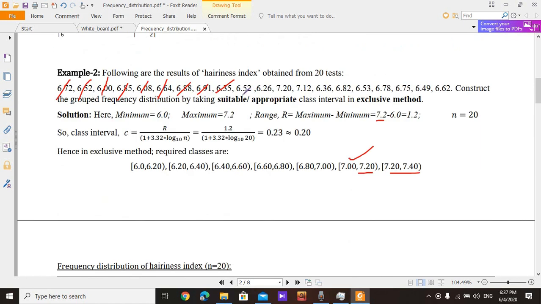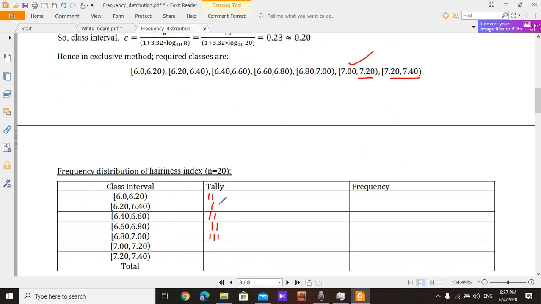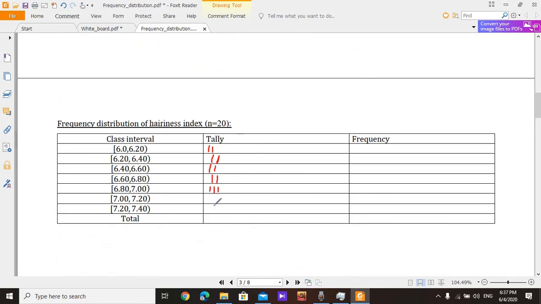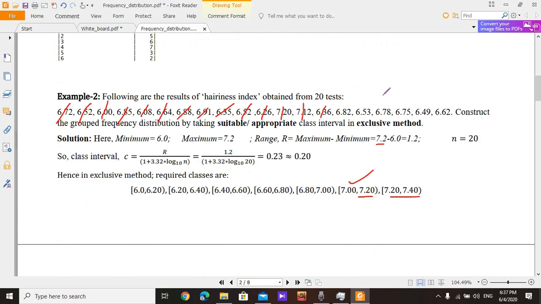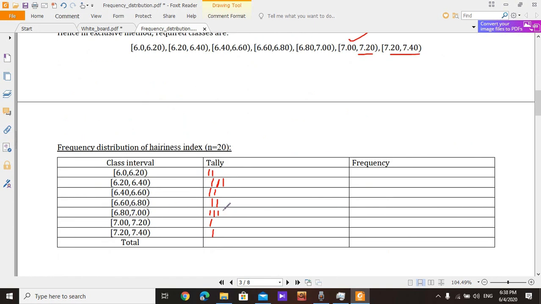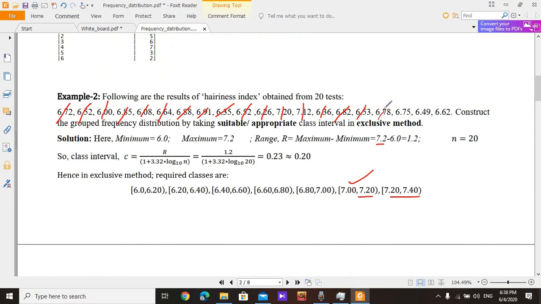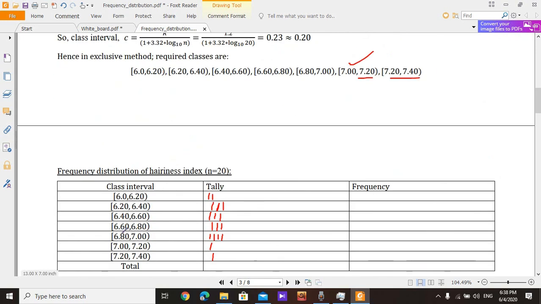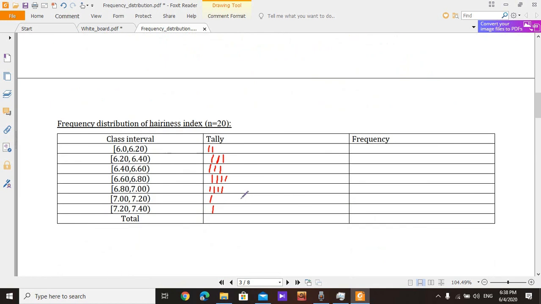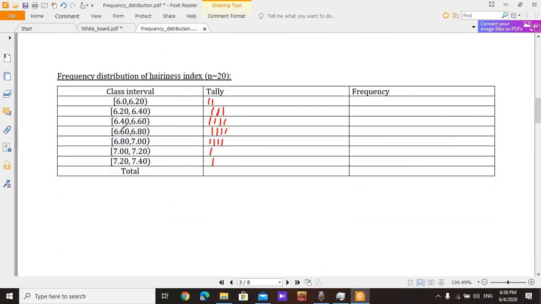6.35 falls in this class. 6.52 falls in this class. 6.626, so we have this in this class. 7.20 in the last class, 7.12 in the second-last class. 6.36 will fall in this class. 6.82 falls in this class. 6.53 falls in this class. 6.78, so we assign this in this class. 6.75 falls in this class, and 6.49 falls in this class. 6.62 also falls in this class.